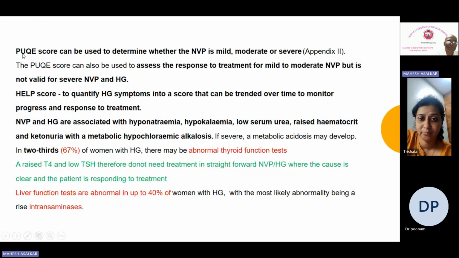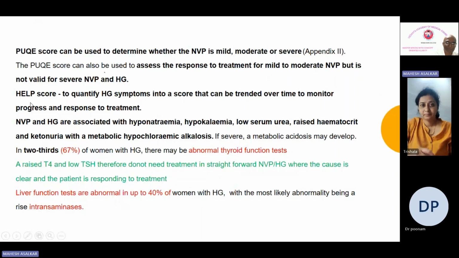Okay, so what are the scores which I have discussed? One is the PUQE score, which can be used to determine whether nausea vomiting in pregnancy is mild, moderate or severe. The PUQE score can be used to assess the response to the treatment for mild to moderate nausea and vomiting, but it is not valid for severe nausea vomiting in pregnancy and hyperemesis gravidarum. Remember, this PUQE score, Pregnancy Unique Quantification of Emesis score, is applicable for nausea vomiting in pregnancy for mild to moderate cases, but not for the severe one.